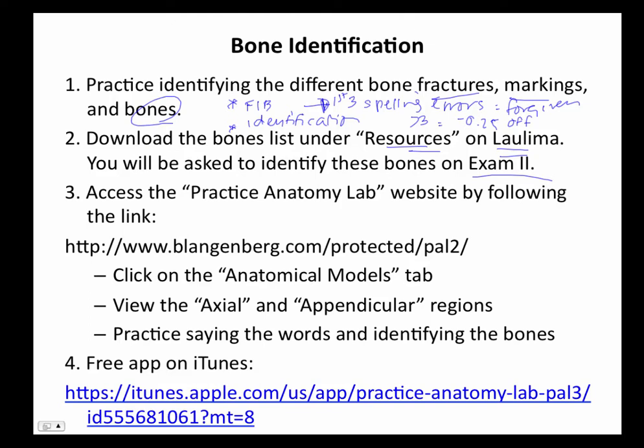How do you practice for this, and how do you practice identification? You can go to Practice Anatomy Lab, and you can access this one of 2 ways. You can go through this one website, or you can download the app on iTunes following this website right over here. And really what this does is it provides you a way to look at the different bones, practice your pronunciation. You can click on a bone, it'll say it for you. You can also hide the labels and then practice identifying it that way as well.